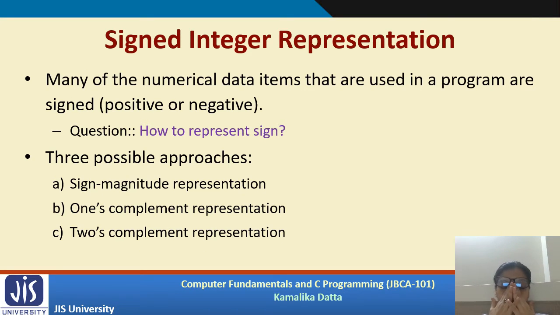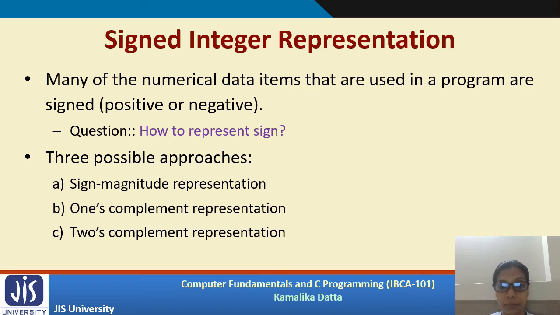Now let's see. Of course, we will need both signed and unsigned representation, right? For signed integer representation, there are many numerical data items used in a program which are signed numbers. So we need both positive and negative numbers. Only positive numbers will not help, only negative numbers will not help, but we need both. So now comes the question, how do we represent it?